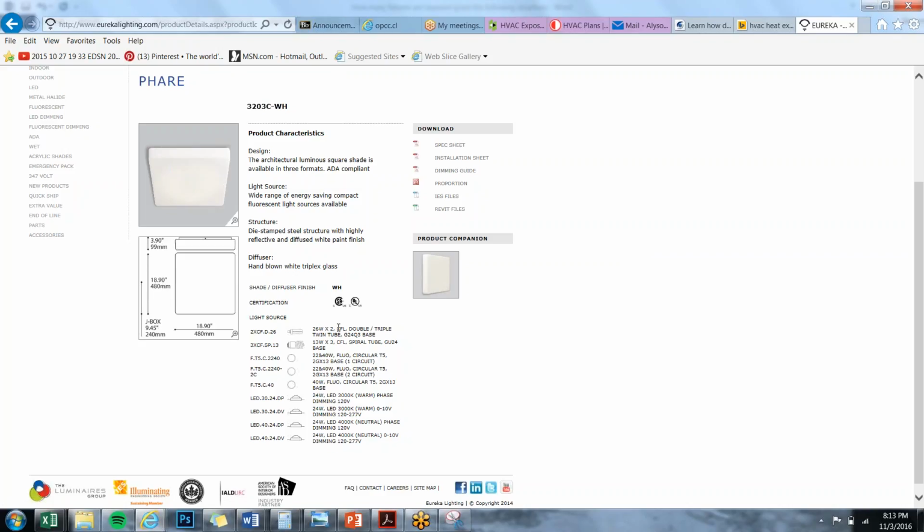26 watt by 2 fluorescent double, triple, twin tube. So I'm taking this to mean that I have two 26 watt bulbs within my fixture. The spec sheet might clarify that and show me how many bulbs are inside, but for our purposes, let's say that is true. So I have a variety of options, it looks like a CFL spiral tube.